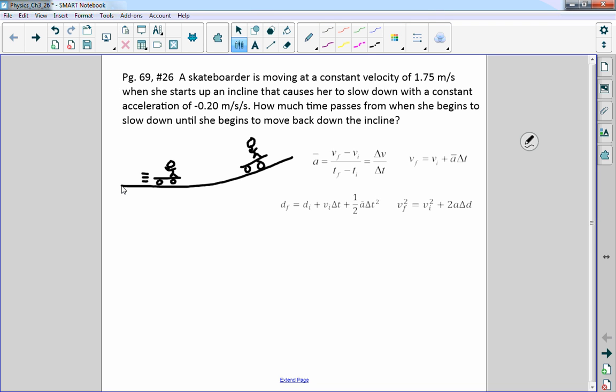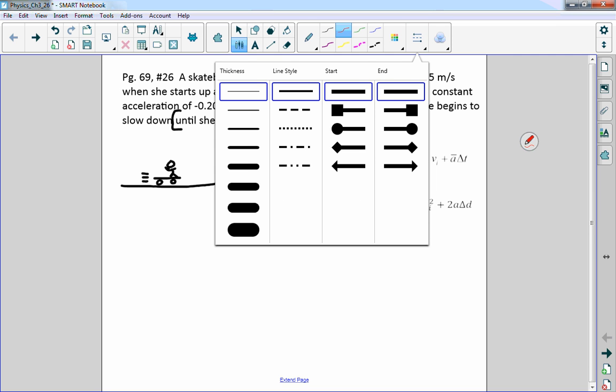And when it talks about until she begins to move back down, I'm going to put no whoosh marks up there. That would be the moment when she has a velocity of 0. Okay, so let's start writing down the pieces of information that we know.